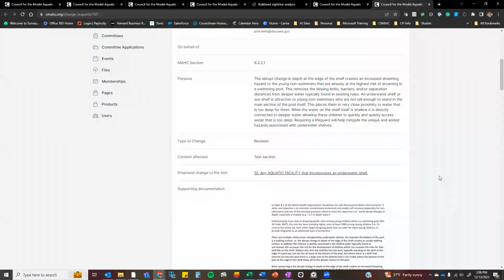But the more facilities that we build, the more we go. People are wanting these. They like them. So we get a lot of requests for these in our state, in Utah. And so far we've outlawed most of them. They have had a couple of variances that we have granted for them to have an underwater shelf.